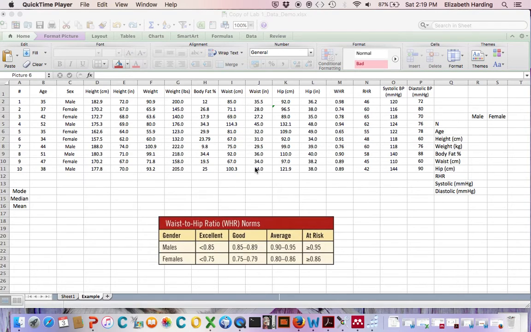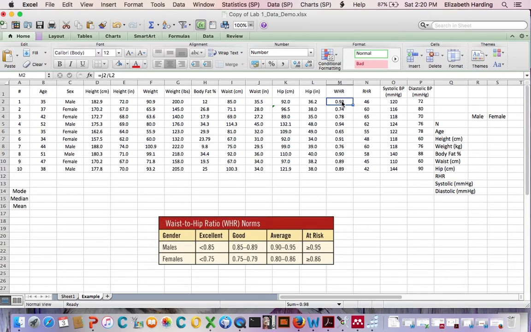Class, so I've created a data sheet very similar to the one that you will be using for your first assignment. As you can see, I have 10 subjects over here and all of their variables as far as age, sex, height, weight, hip, waist measurements. And I also have their resting heart rate and systolic diastolic pressure, as well as a waist to hip ratio. And that was calculated by just taking their waist in inches over their hip in inches. And it doesn't matter, centimeters or inches, just make sure that you use just inches or just centimeters. Okay.